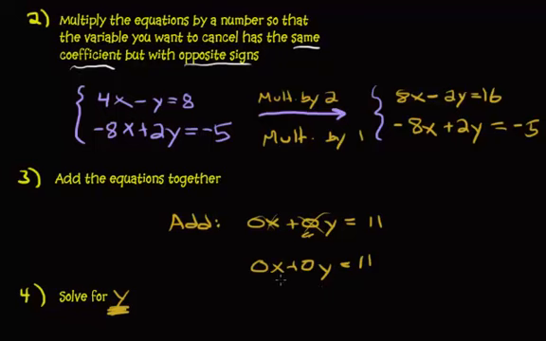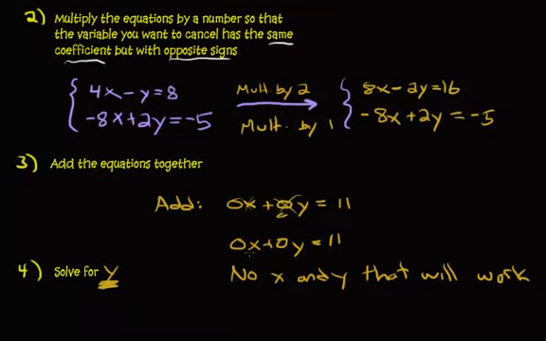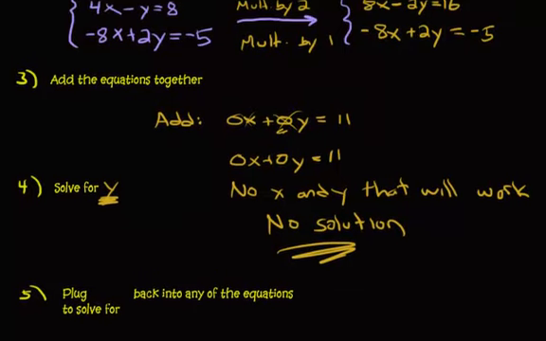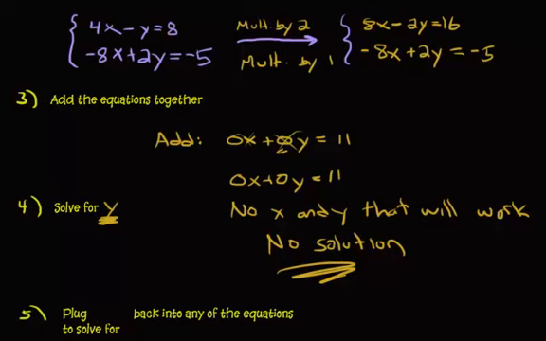This happened in the substitution method too, but there is no x and y that will work. Because no matter what you plug in for x and y, it's going to get you 0 on the left-hand side, and the right-hand side's 11. So there's no solution. There's no reason to go on to step 4, and then there's definitely no reason to go on to step 5. So that's an example of no solution. Let's go ahead and try one with infinitely many solutions.